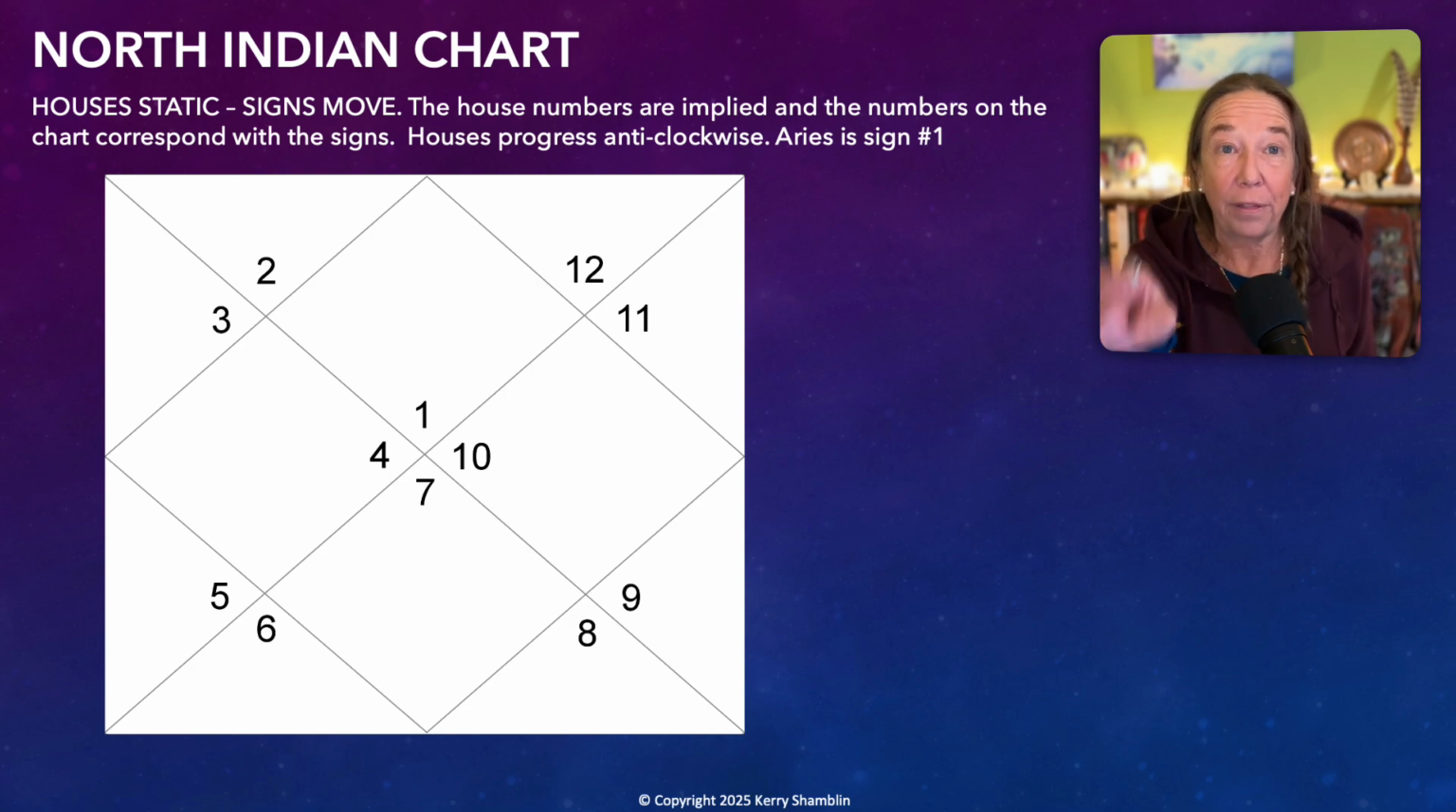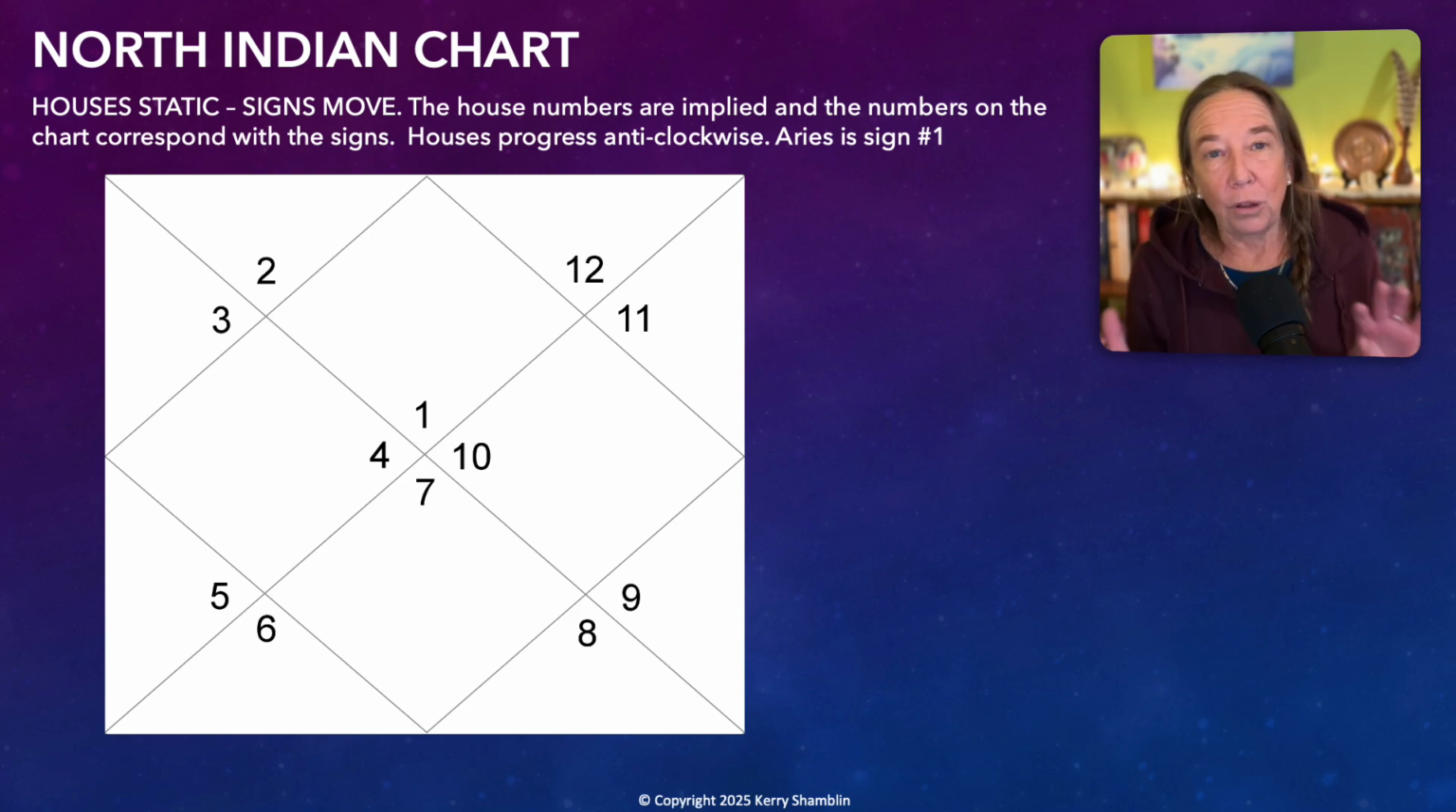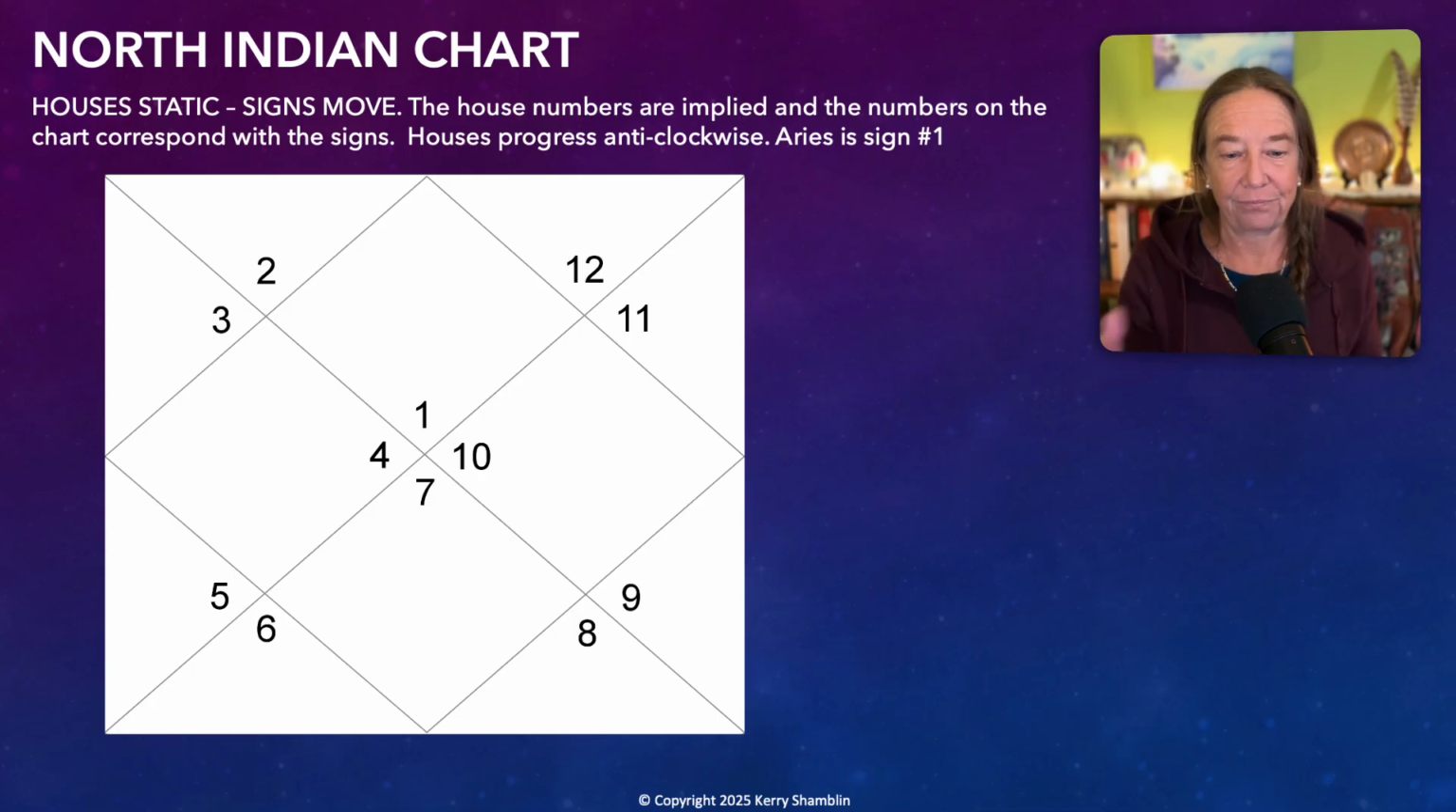Okay, the other thing to mention here, when we're looking at the North Indian chart, we're going to track in a counterclockwise fashion, anti-clockwise. So you can see number 1 is in the middle, and for number 2 you go to the left and you keep going around. So think about that.